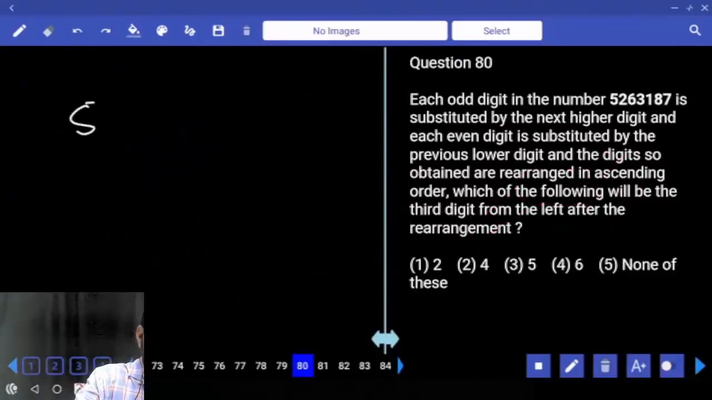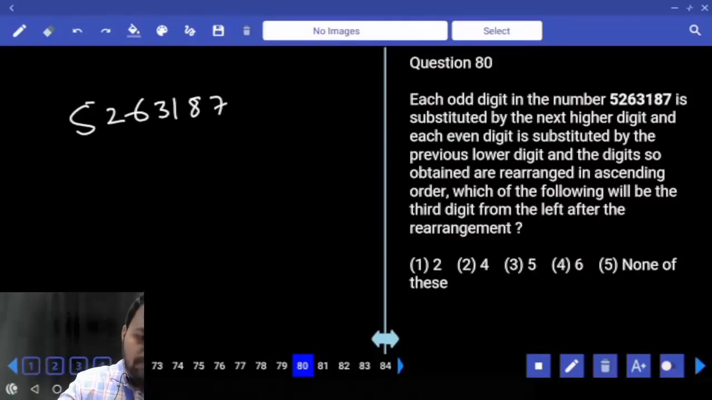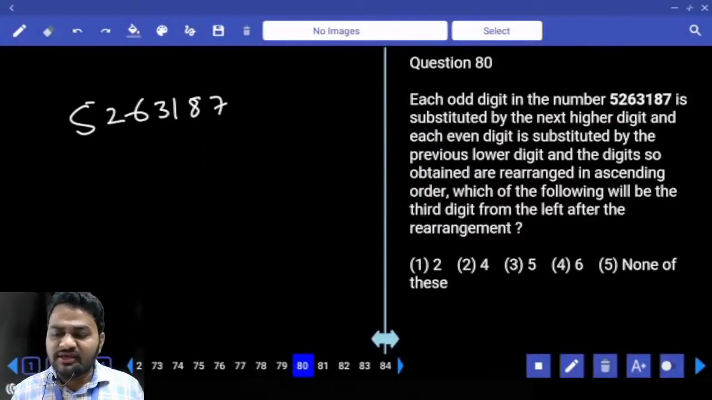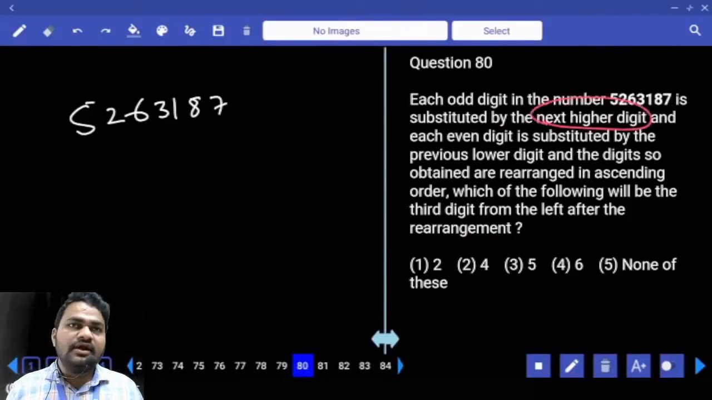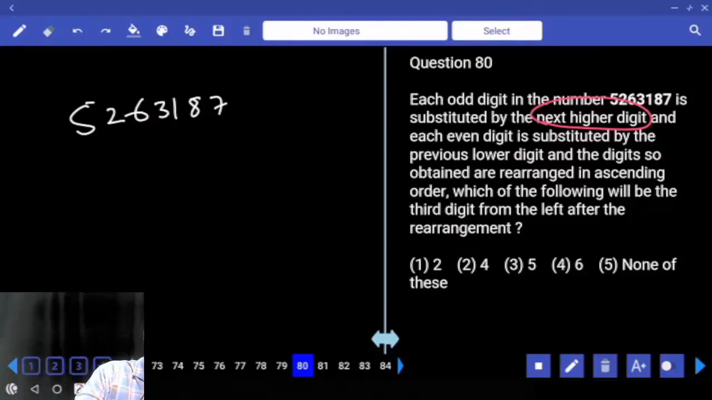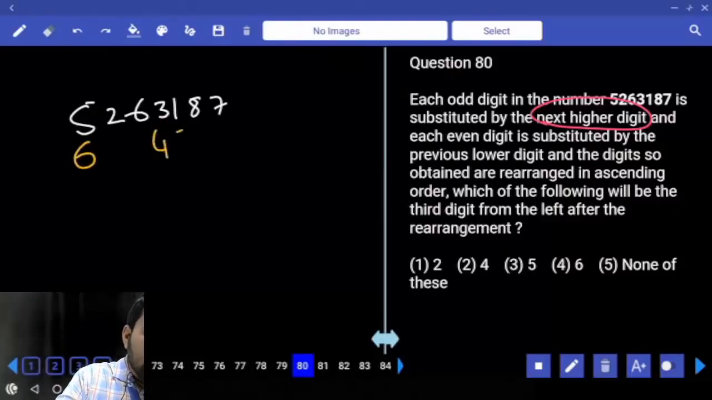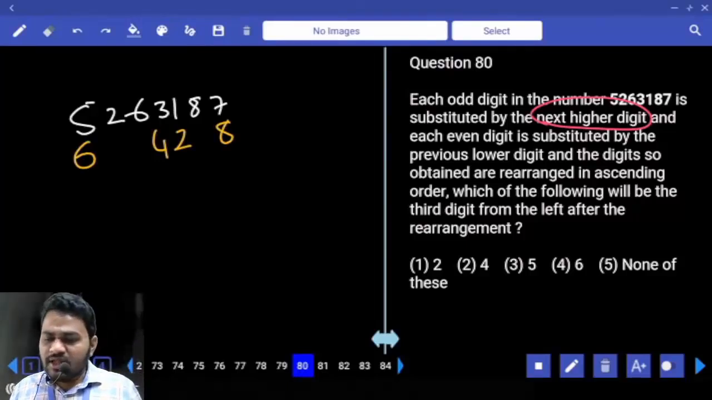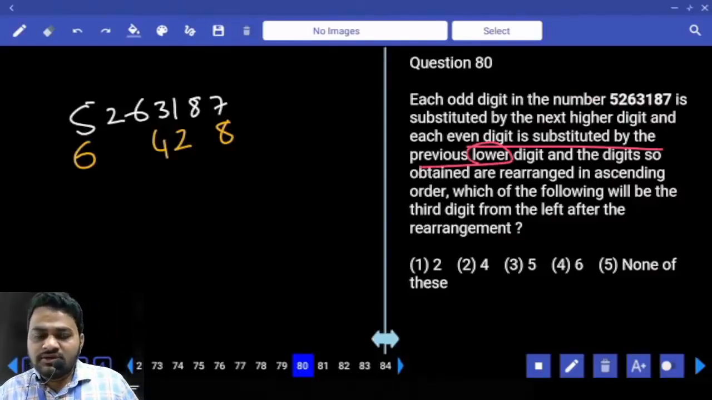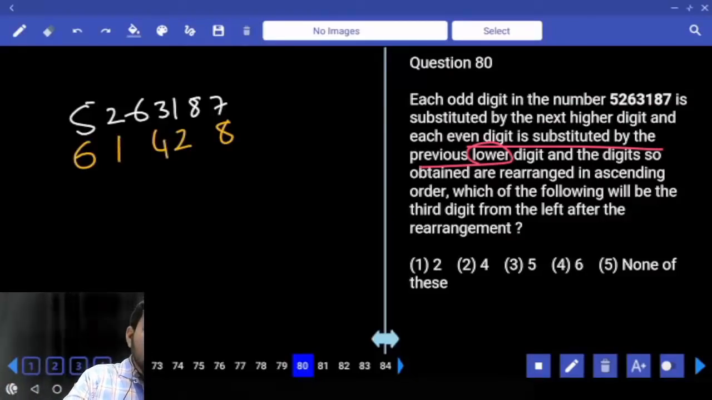So here we have 5, 2, 6, 3, 1, 8, 7. Now, if each odd digit in the number is substituted by the next higher digit, next higher digit is nothing but plus 1 itself. Odd plus 1, that means 5 plus 1, that is 6. 3 next number 4, 1 next number 2, 7 next number 8. And each even digit is substituted by the previous lower digit. So 2 minus 1 is 1, 6 previous number 5, 8 previous number 7.